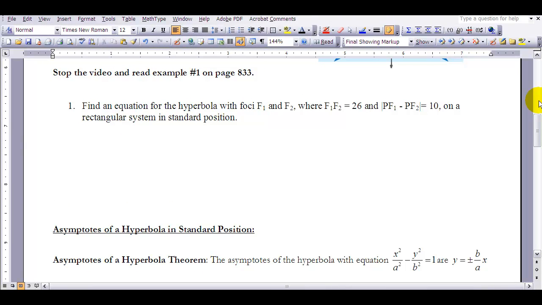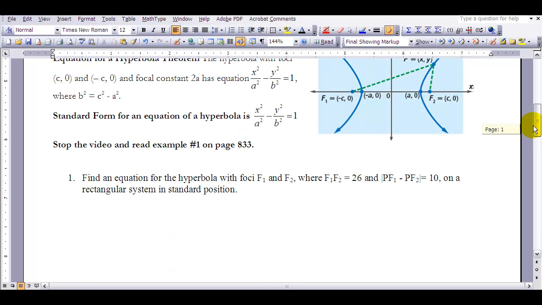Let's take a look at number 1 here. It says find an equation for a hyperbola with foci of f1 and f2, where the distance from f1 to f2 is 26, and the difference between their distances to that point is 10, on a rectangular system in standard position. If it's on the x-axis, we have to think about the information that we're given and how we can get information for our equation. There's three things that we're looking for: what is A, what is B, and what is C?